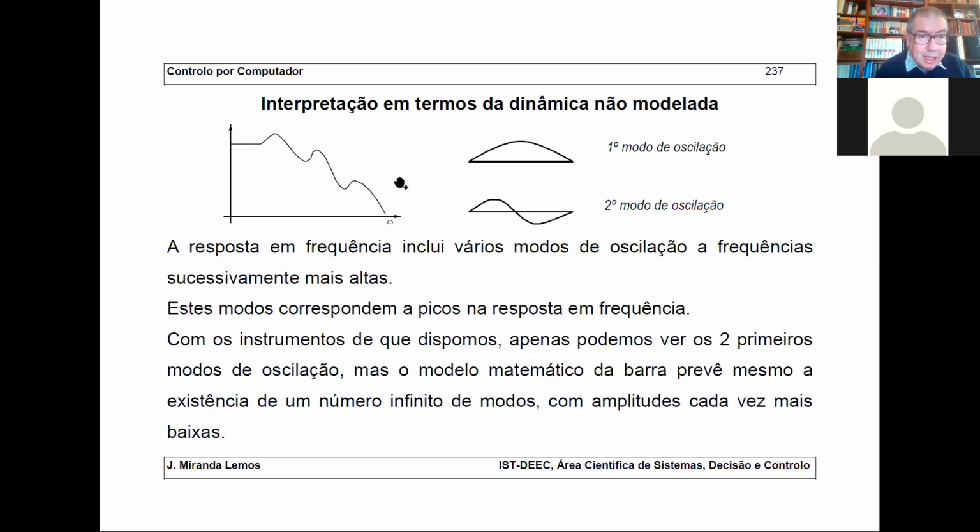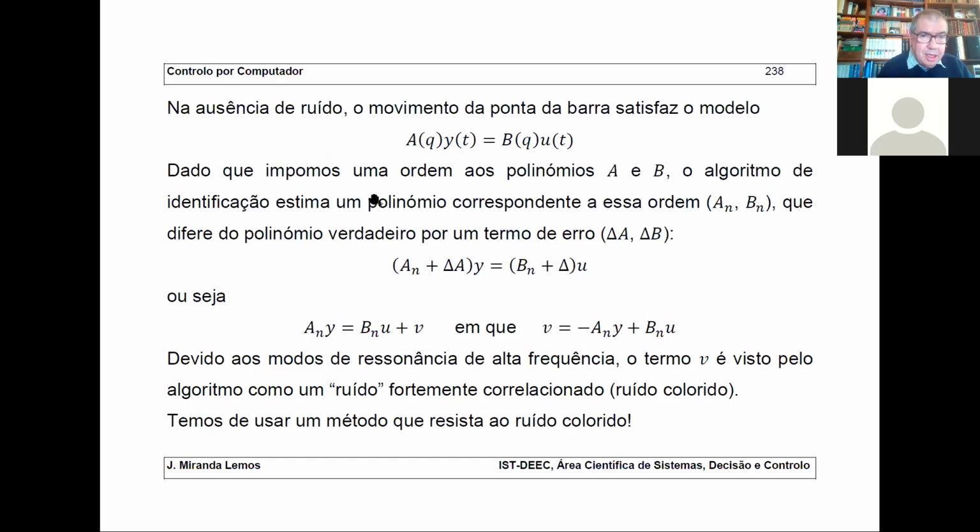Okay? And modeling errors appear as noise. And they are very correlated because the spectrum is not constant. Okay? The spectrum of white noise is a constant. And instead we have a number of frequency peaks. So some frequencies are more important than others. And this means correlation.